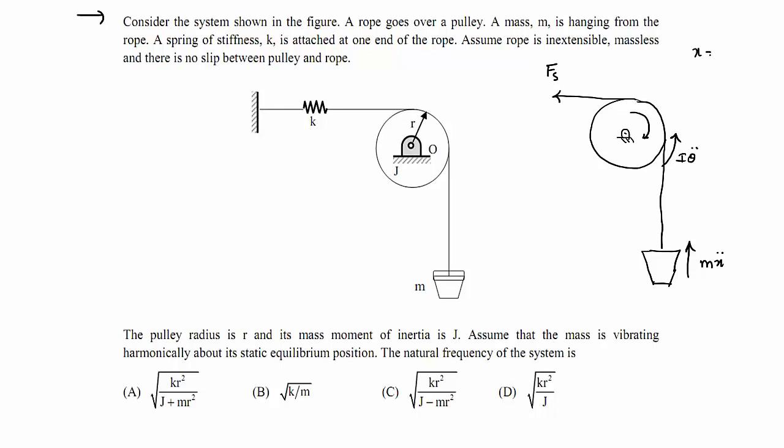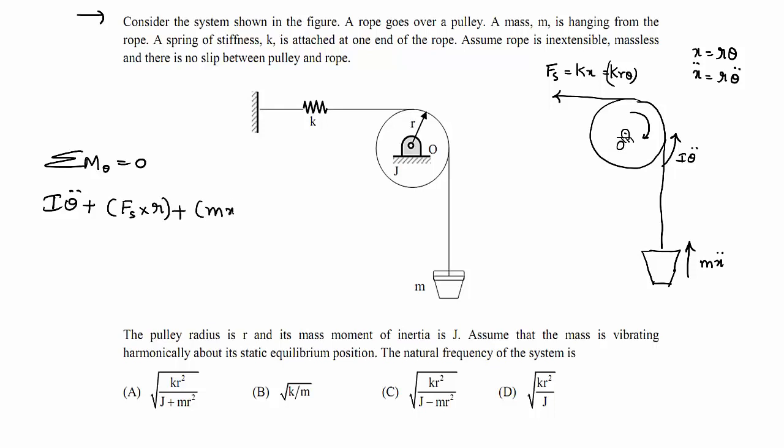So x is equal to r theta, so x double dot is equal to r theta double dot. And the stretching of the spring gives Fs equal to K into x, or K into r times theta. Now taking the moments about O, it will be J theta double dot plus Fs into R plus m x double dot into R is equal to 0.